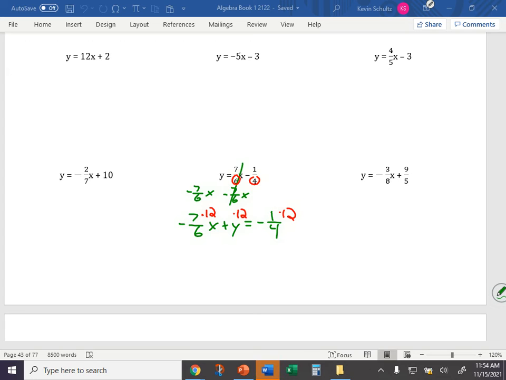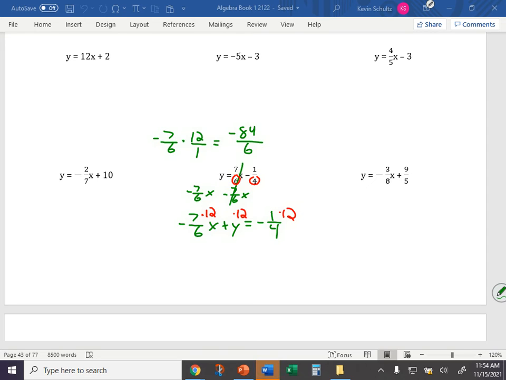What that looks like here, that negative 7/6 times 12 over 1. There are ways you can think about it, but just multiply it straight across. Negative 7 times 12 is negative 84. 6 times 1 is 6. What's negative 84 divided by 6?